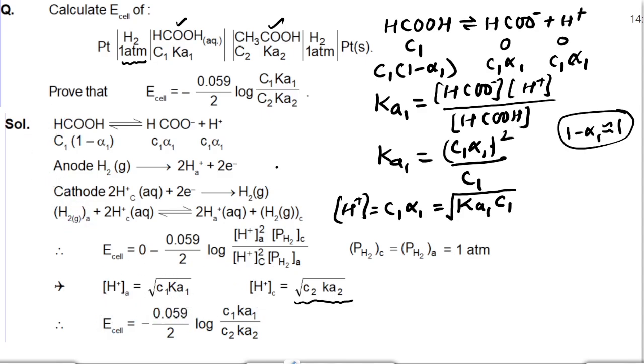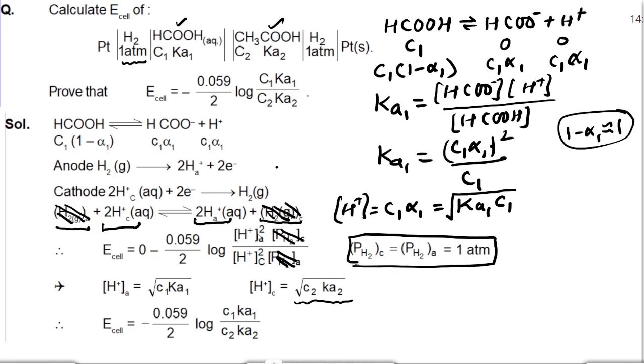See, this is the overall equation: H2 gas at anode plus 2H+ ion at cathode gives 2H+ ion at anode plus H2 at cathode. But there is no need to write this, don't be confused, because the pressure of the hydrogen is the same on both sides. So you should just write H+ ion anode raised to power 2 over H+ ion cathode raised to power 2. No need to write these equations because the pressures are equal.